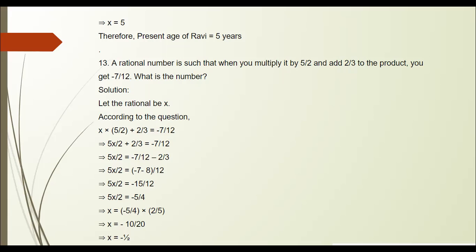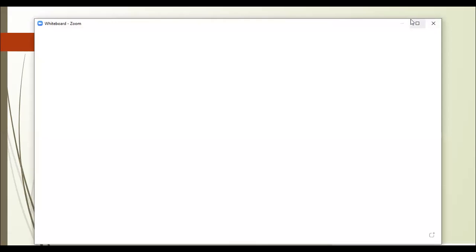Okay, children. "You get" means, as I have already told you, equal to. If it is like this, you should put the equal sign. That is equal to minus 7 by 12. You have to find the value of x here. Let us see how to find the value of x.